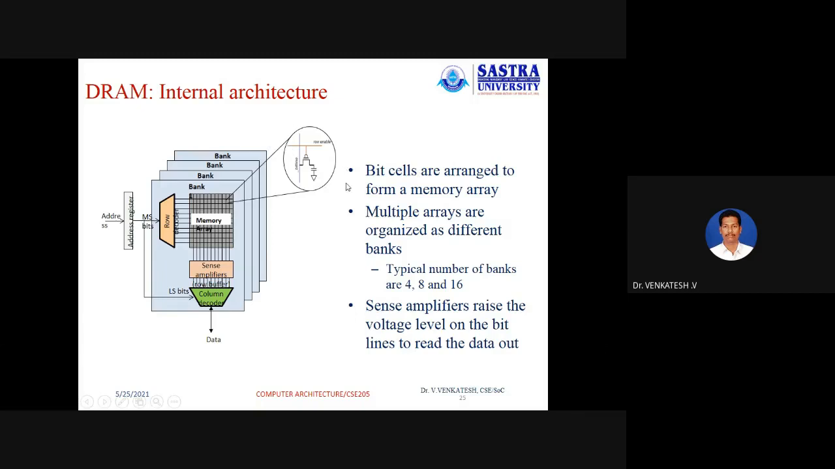So bit cells are arranged in the form of a memory array. Here every bit is going to be stored in an array. Multiple arrays are organized as different banks. So this group is going to be called bank 0, bank 1, bank 2, bank 3, something like that. So that is called multiple arrays organized as different banks.